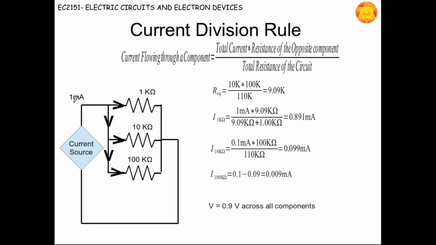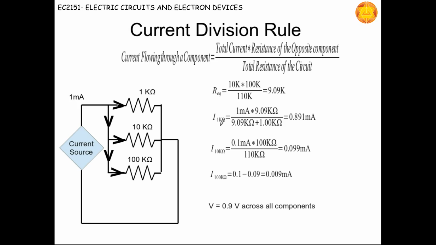So let's say 1 milliamp current is flowing through this circuit. We have two resistances which are opposite to the 1 kilo ohm, and we need to calculate the equivalent resistance of these two components. It's 10 kilo ohm times 100 kilo ohm divided by their sum, R1 R2 divided by R1 plus R2. It gives you 9.09 kilo ohms, so this is the R equivalent for these two resistances.